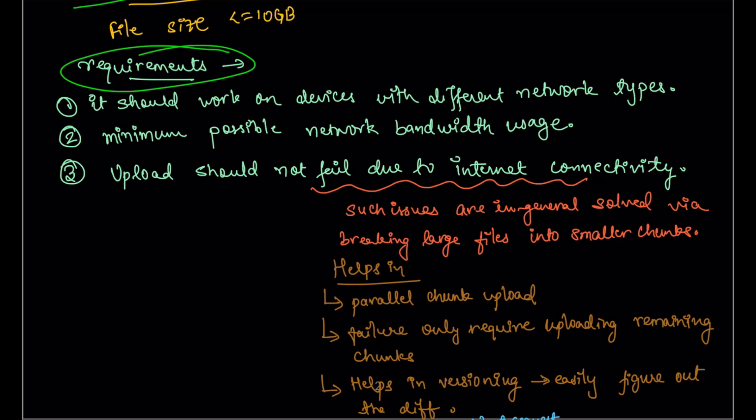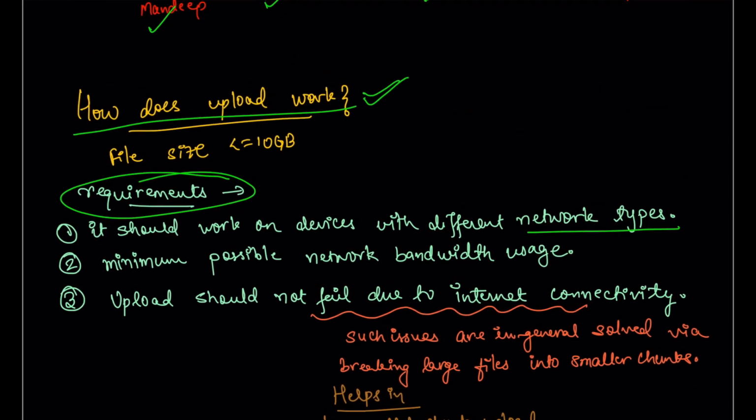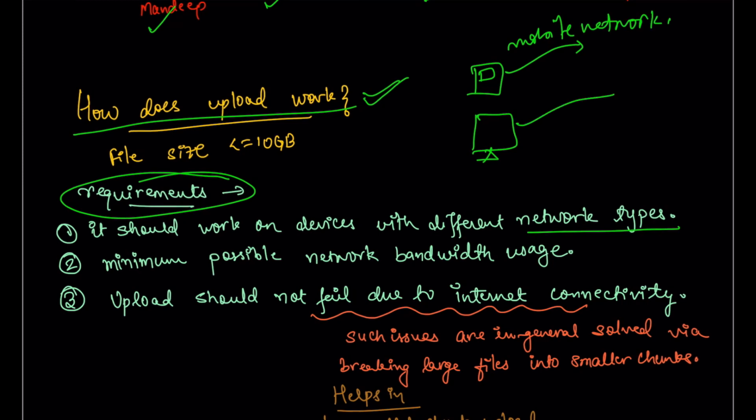First requirement is it should work on devices with different network types. Okay, so when we say different network types, what we mean is this is your mobile phone, this is your computer. Now it could be possible that this mobile is using a mobile network, and this computer is using Wi-Fi 5G wala. ठीक है. So if you talk about it, the network speed will highly vary. So your system should support all kinds of network speed.